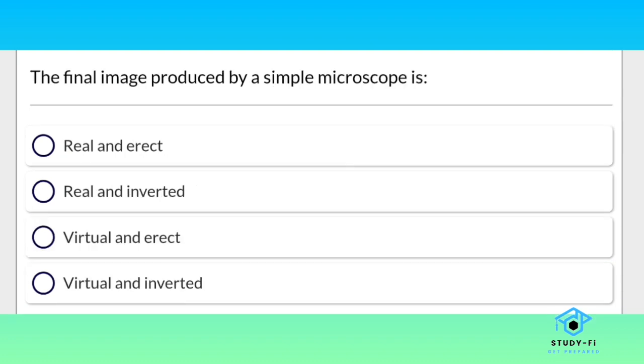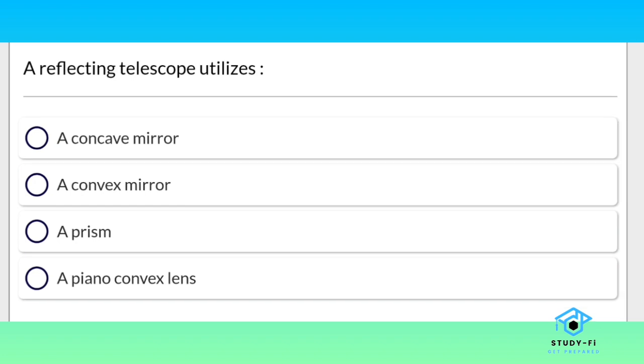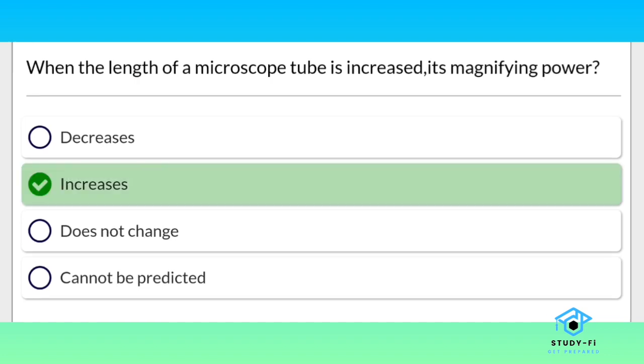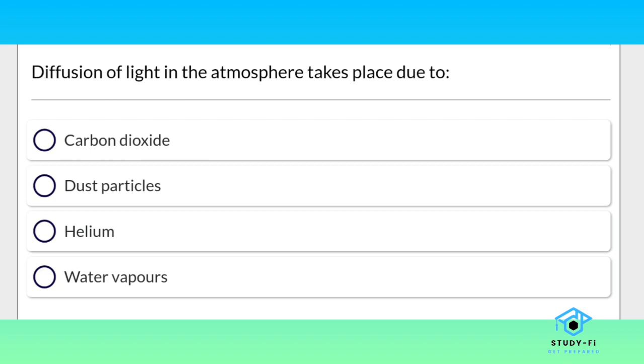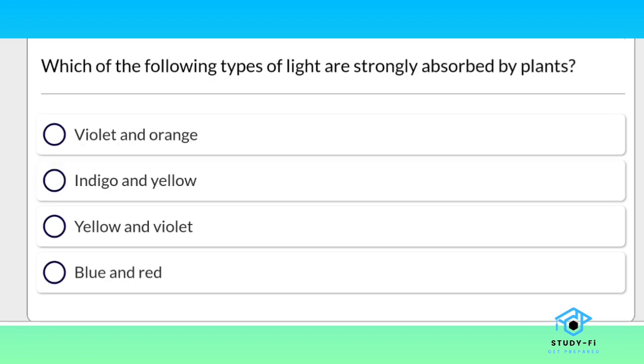The final image produced by a simple microscope is virtual and erect. A reflecting telescope utilizes a concave mirror. When the length of a microscope tube is increased, its magnifying power increases. Diffusion of light in the atmosphere takes place due to dust particles. Which of the following types of light are strongly absorbed by plants?